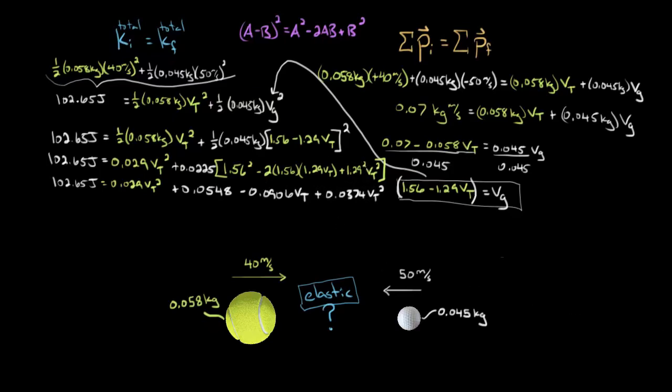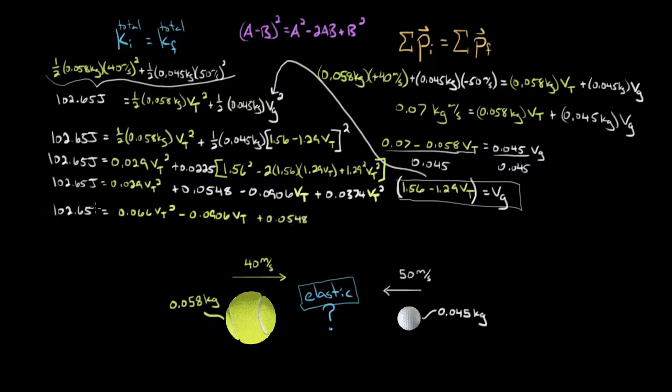So let's identify the VTs. I've got a VT right here, just single VT, and then I've got a VT squared right here. So I can combine this VT squared term with this VT squared term, and I'll get 0.066 VT squared minus 0.0906 VT plus 0.0548. Now we're getting close, I promise.